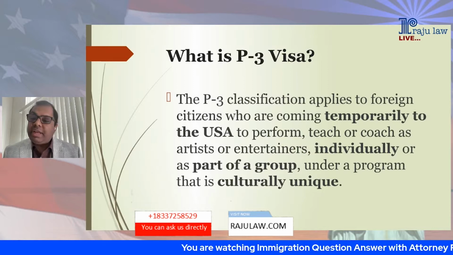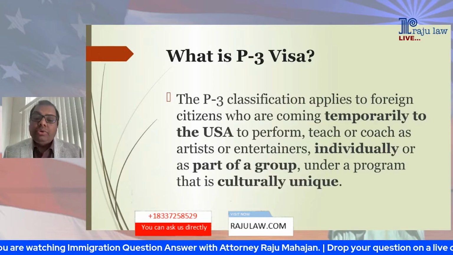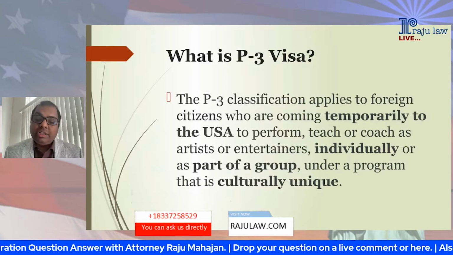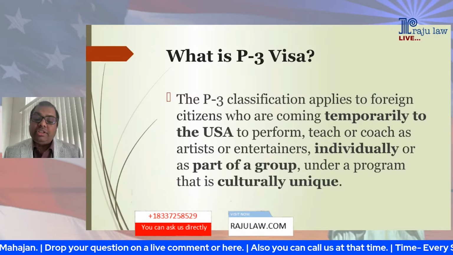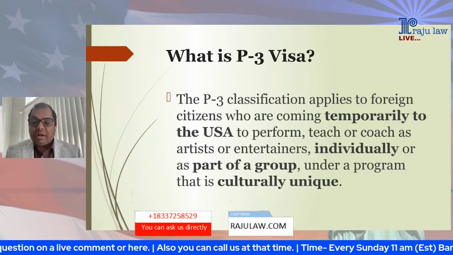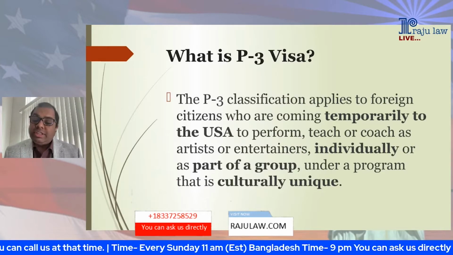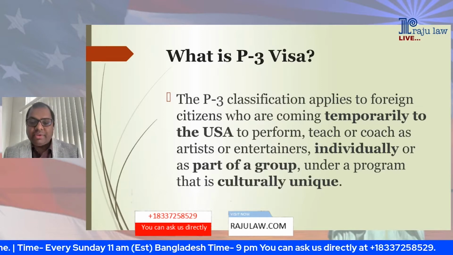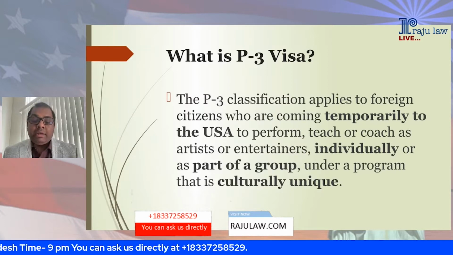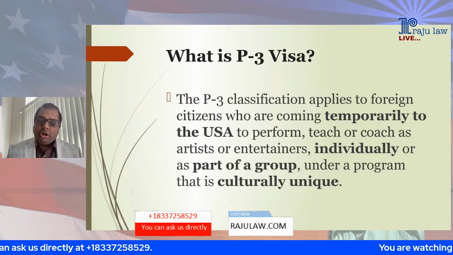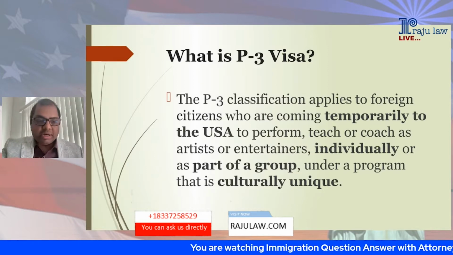The P3 classification applies to foreign citizens who are coming temporarily, this is important, temporarily to the USA to perform, teach, or coach as artists or entertainers, individually or as part of a group, under a program that is culturally unique. Those things I just highlighted, I made them bold. So it's a temporary visa. It's not a green card. It's a work visa, and you can come as an individual or as a group, and it must be culturally unique. I'll discuss all of this in this show, so you have a better understanding of the P3 visa.